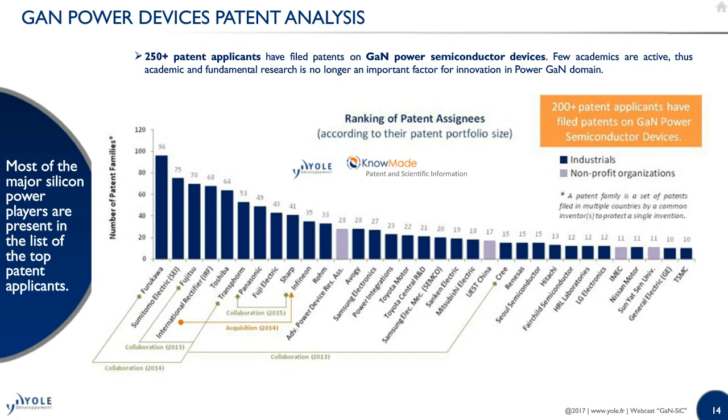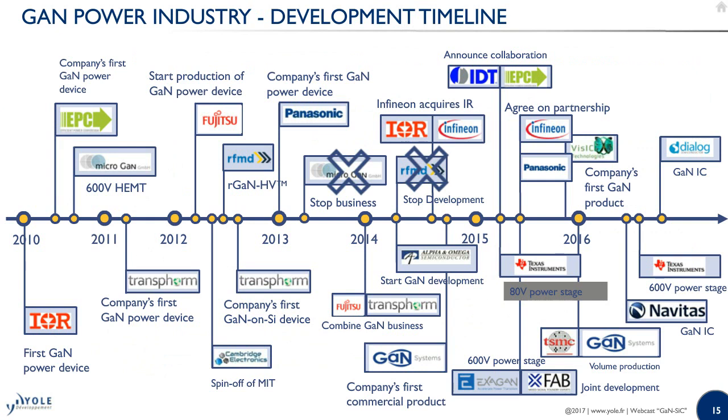If we look at the commercial timeline, the first product was released by IR in 2010, and since then several companies have entered the playground. We find EPC, GaN Systems, Transphorm. Some companies have stopped their activities in between.